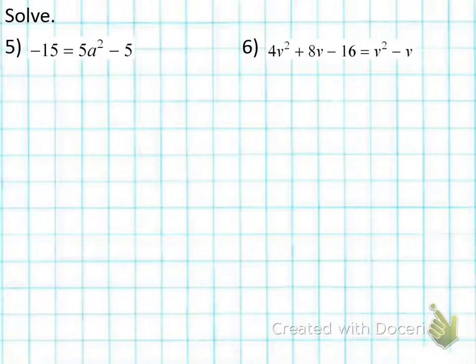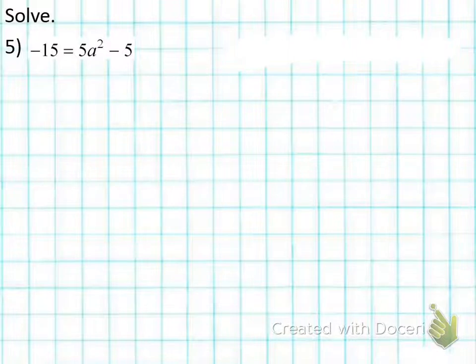Number 5. Number 5. This is our last one. Okay, what are you noticing on number 5? It's not equal to 0, okay? So, should I move everything to the left-hand side? No, let's just, it doesn't matter. So, I like having a positive a, so this is already positive 5. So, I am just going to move this negative 15. So, I'm going to add 15 to both sides.